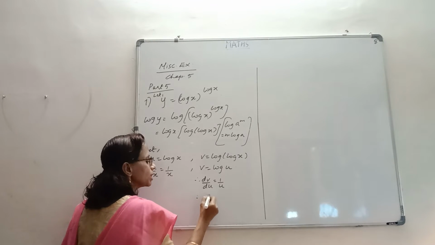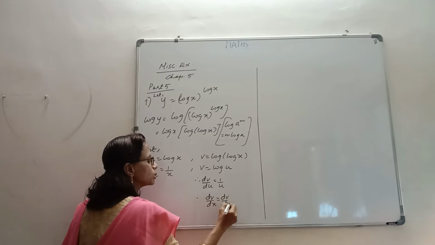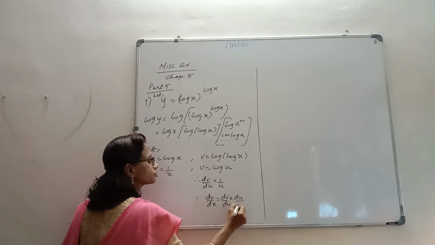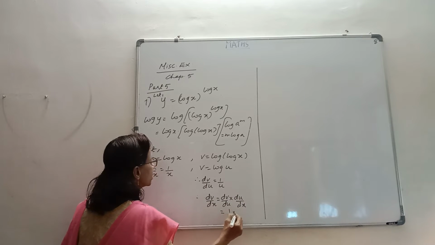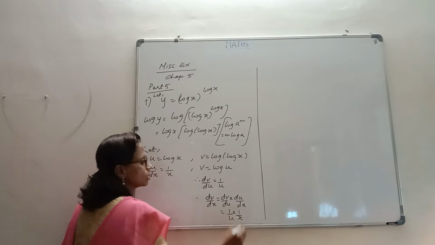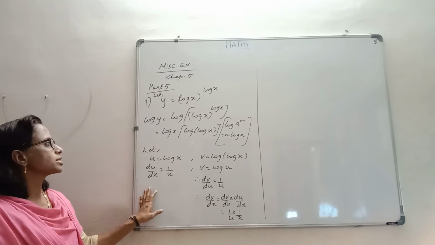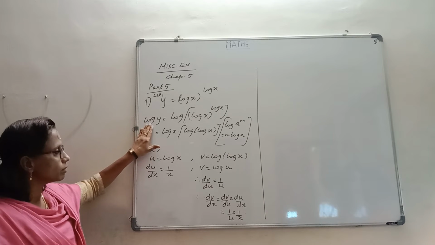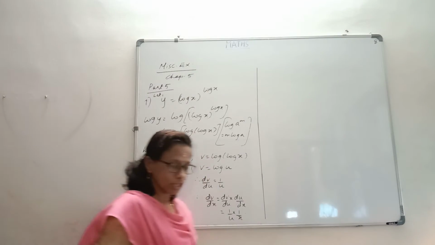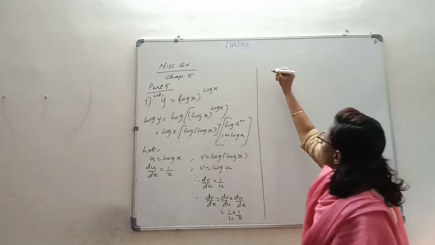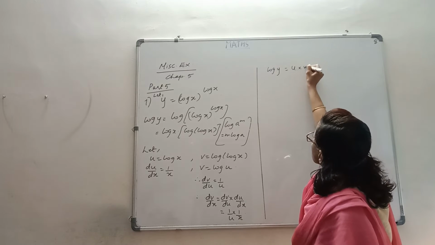How do we get dv by dx? Because of our chain rule, we always know that dv by dx is dv by du into du by dx. So we have 1 by u into du by dx, which is 1 by x. So you have dv by dx, you also have du by dx. Now let's visualize log y as u into v and then go in for the derivative. Log y is for us u into v because of our assumptions.